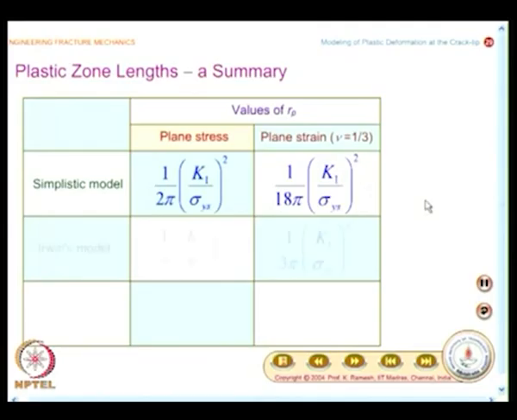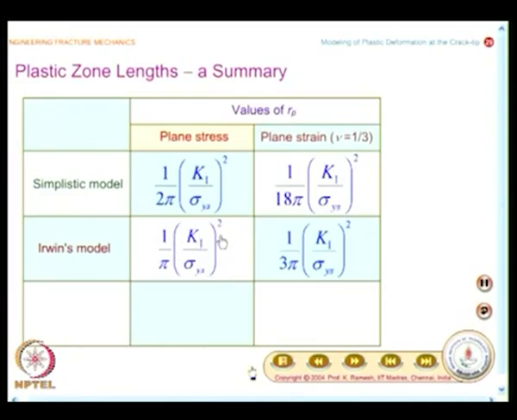Then you have the Irwin's model. For plane stress it is 1 by pi (K1 by sigma_ys) whole square, and when you go to plane strain it is 1 by 3 pi multiplied by (K1 by sigma_ys) whole square. See, this is a very important value. Later on we are going to study what should be the selection of the specimen thickness for fracture toughness testing. There you would see the use of such expressions.